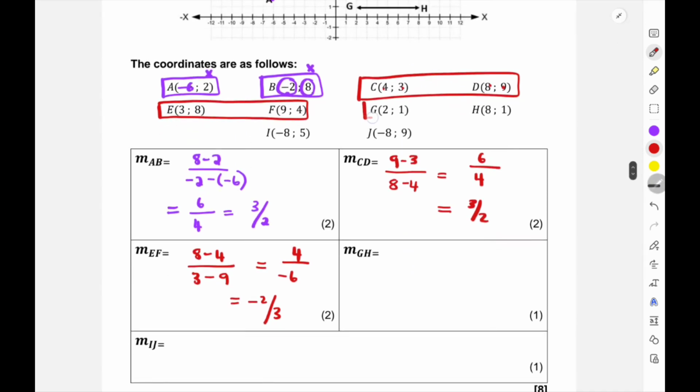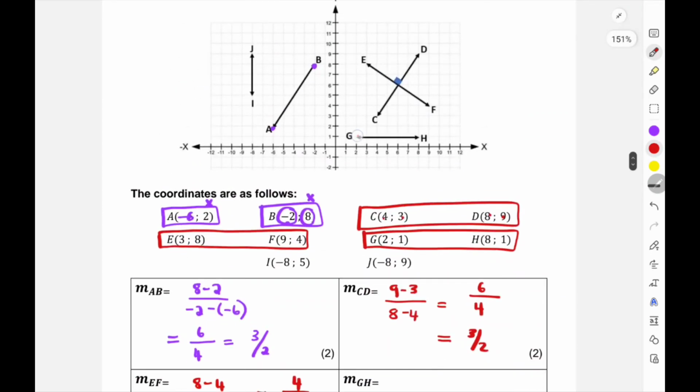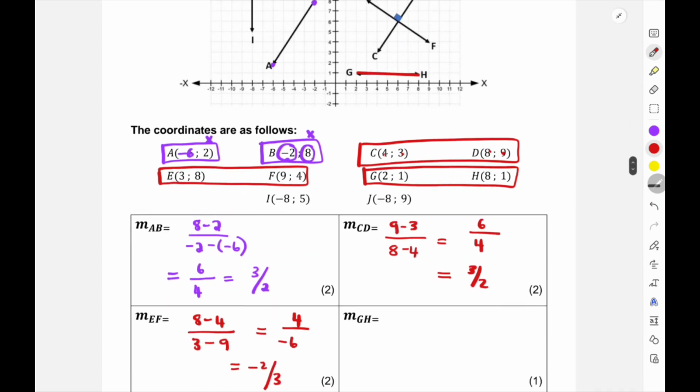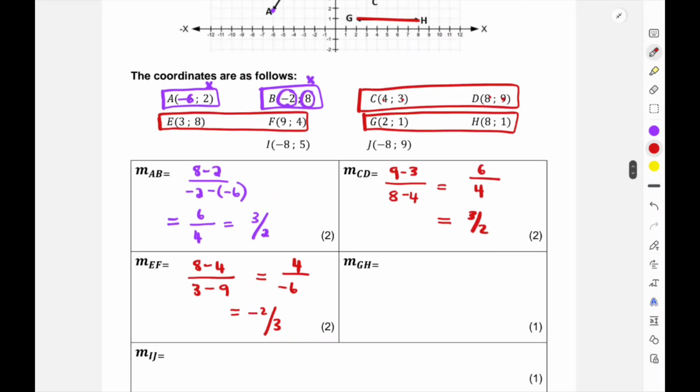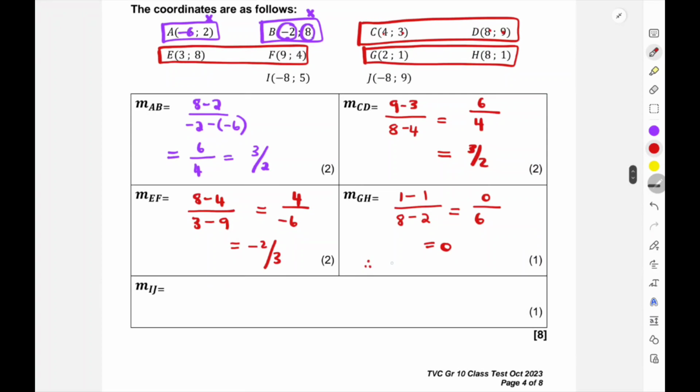So there we go. 4 over negative 6, which gives you negative 2 over 3. And then the gradient of GH. Can you see GH is horizontal like that? I know the gradient would be 0, but let's do it in any case. GH: 1 minus 1 over 8 minus 2 gives you 0 divided by 6, which gives you 0. So thus the gradient is 0.